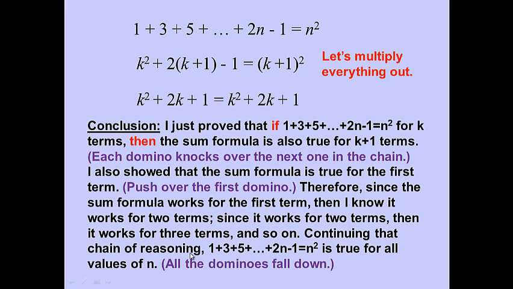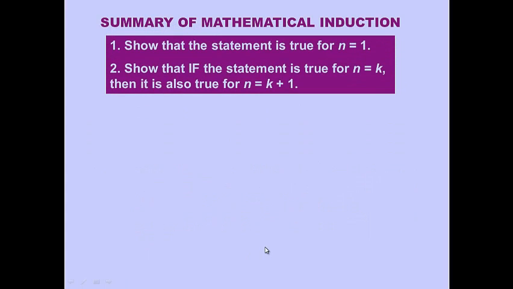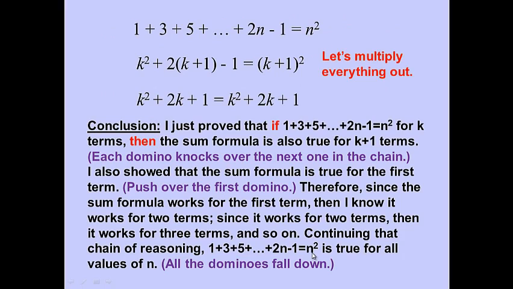So continuing that chain of reasoning, 1 plus 3 plus 5 plus 2n minus 1, oops, I went ahead of myself here, equals n squared. 1 plus 3 plus 5 plus 2n minus 1 equals n squared is true for all values of n. In other words, I've just knocked over all the dominoes.